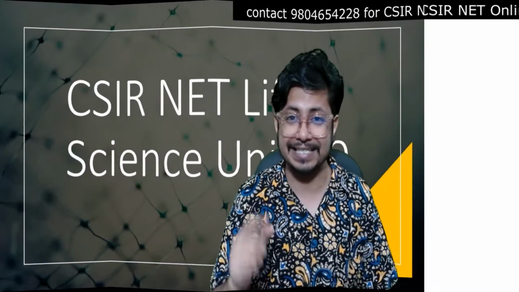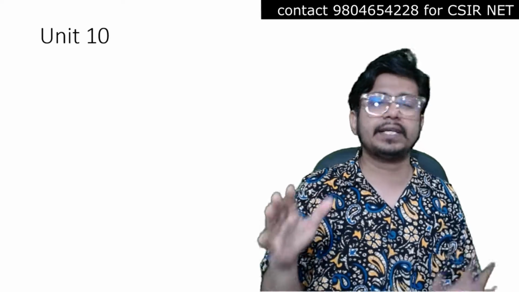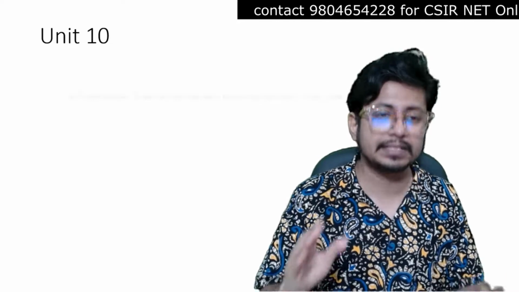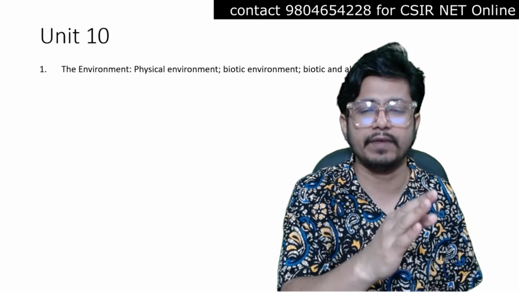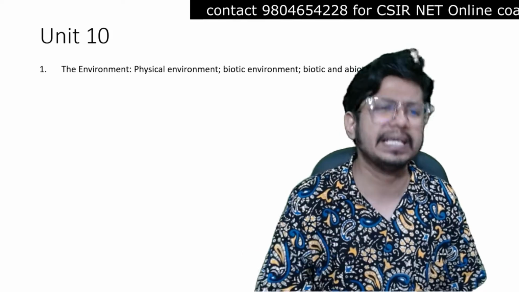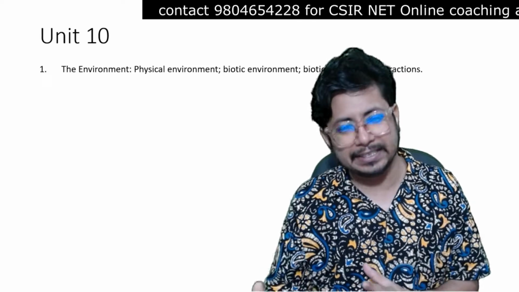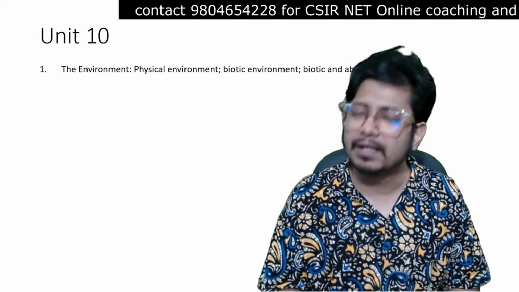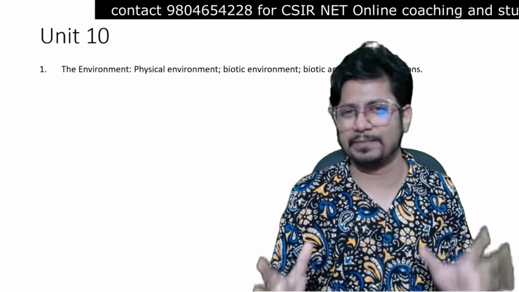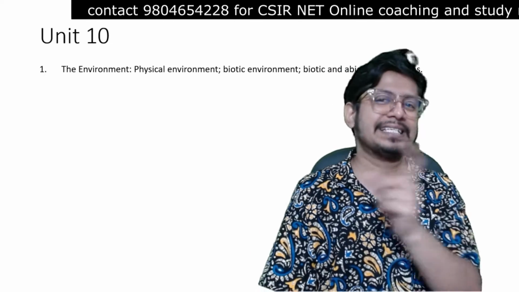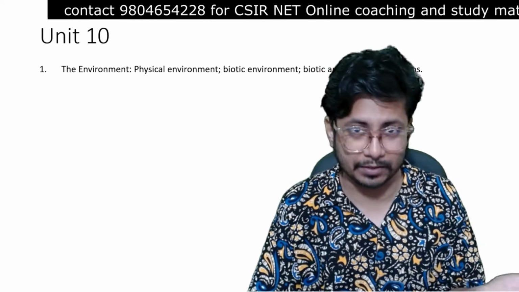So let's start. Now the question, let's talk about it. The first thing is unit 10, CSIR NET Life Science syllabus, and the syllabus starting with the environment, physical environment, biotic, abiotic factors and everything. Not that important. Although you need to know what environment is, this is a topic from +2 level and nobody cares much about this unit anymore in the CSIR NET Life Science syllabus. You need to know the basics obviously.